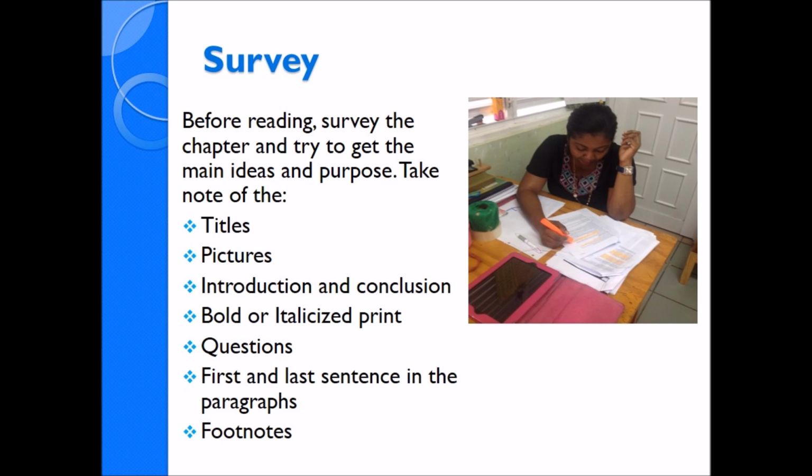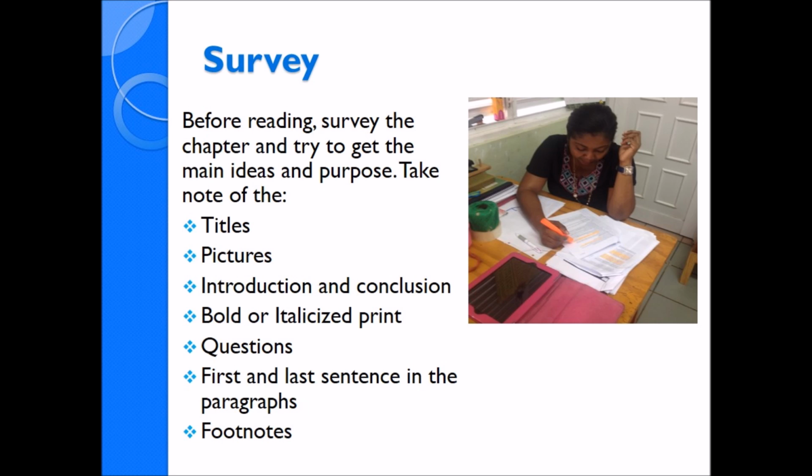Your first step is to survey. As you get into each chapter, read the introduction and the final paragraph of that chapter. Look over major sections, headings, and subtitles. Look at any pictures, figures, maps, or charts. Study these. Take the time to study all diagrams, maps, figures, charts. These graphics provide very good summaries.